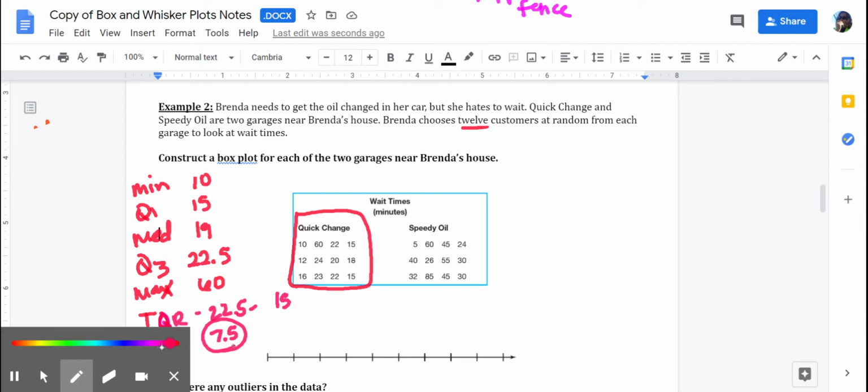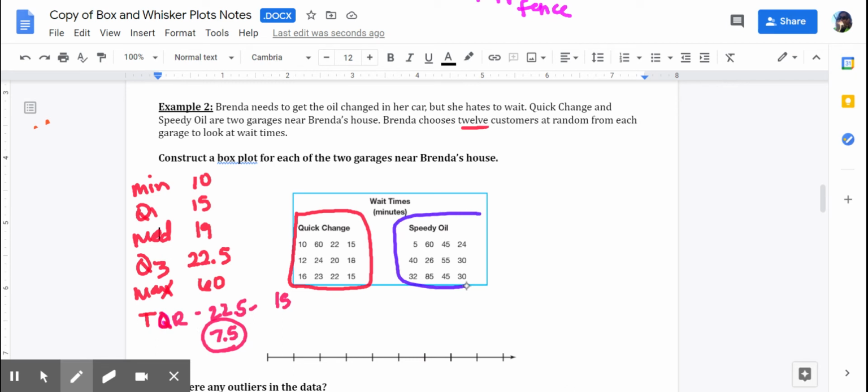I'm going to do the exact same things over here for Speedy Oil. So I'm going to go into data, put all these values in, 5, 60, 45, come back and hit second data, and then we're going to look for these values.